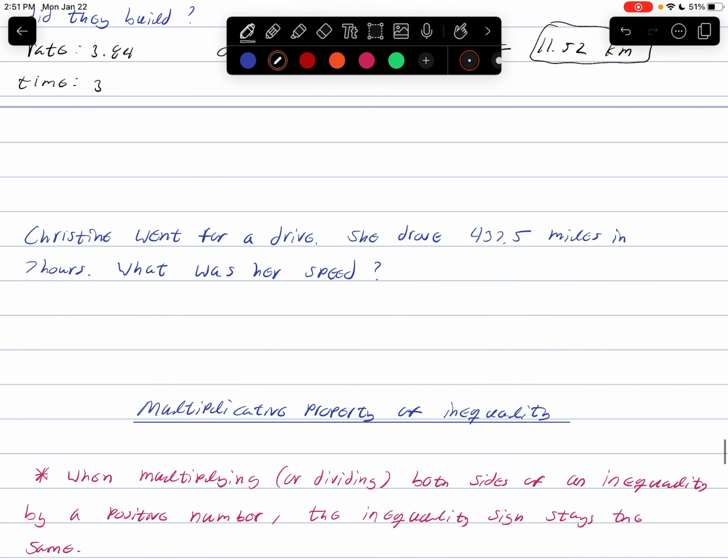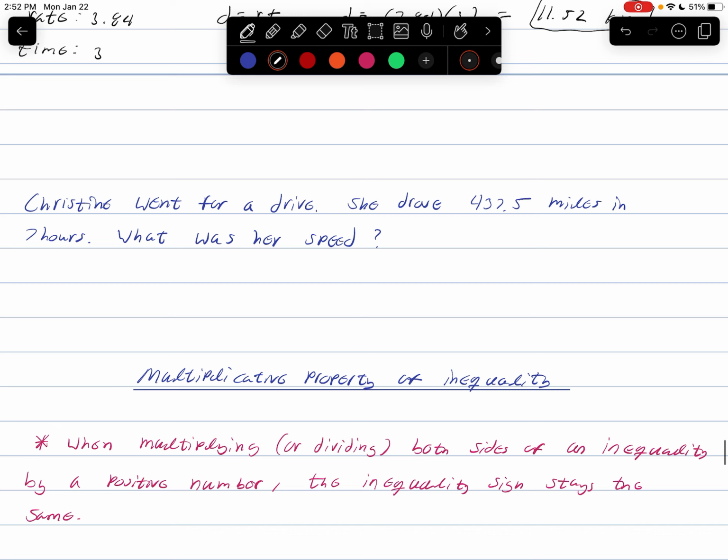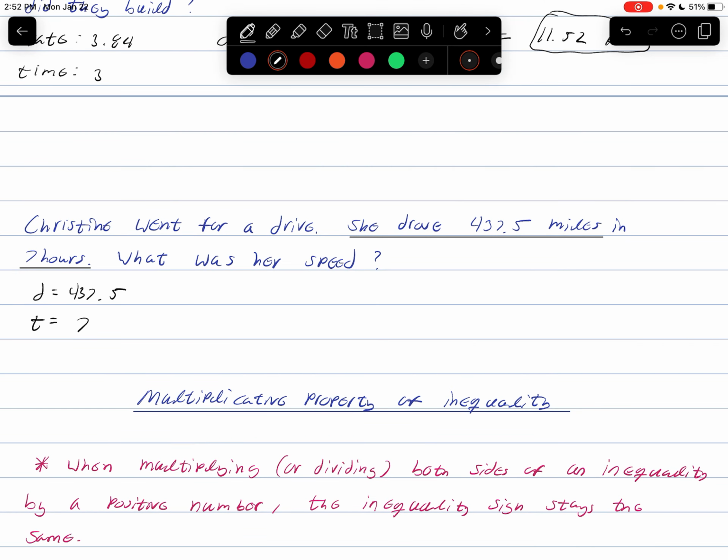Okay, let's look at one more. It says Christine went for a drive. She drove 437.5 miles in 7 hours. What was her speed? So we're asking what was the speed. So we know we're looking for our rate, but we're given here that she drove 437.5 miles. So our distance, our D, is equal to 437.5. And she drove it in 7 hours. So that means our time is 7. So we're going to find our answer in miles per hour then.